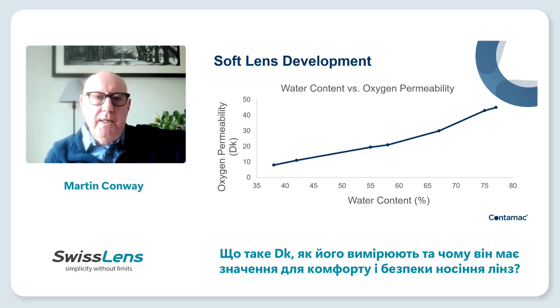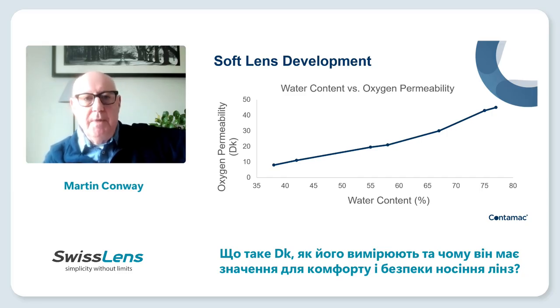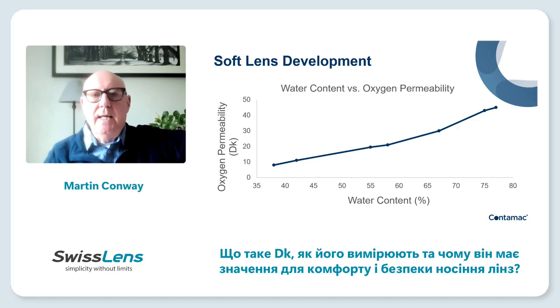There's a direct correlation between the amount of water in a material and the amount of permeability to that material. It's almost a straight line. And in those early days, the race was on to get more and more water into the material, to the extent that there were actually materials around with 85% water content. These are incredibly fragile, as you can imagine, because we only have 15% plastic holding the lens together. The rest is water. So there had to be a balance achieved.